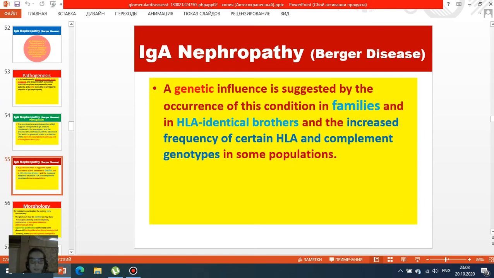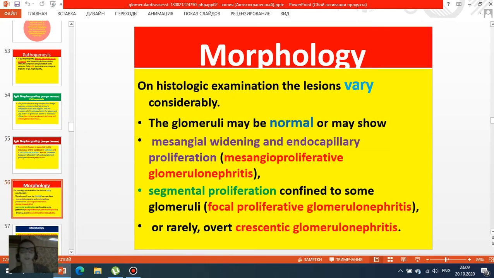A genetic influence is suggested by the occurrence of this condition in families and in HLA-identical brothers, and the increased frequency of certain HLA and complement genotypes in some populations. On histologic examination, the lesions vary considerably. The glomeruli may be normal or may show mesangial widening and endocapillary proliferation, mesangial proliferative glomerulonephritis, segmental proliferation confined to some glomeruli, focal proliferative glomerulonephritis, or rarely overt crescentic glomerulonephritis.